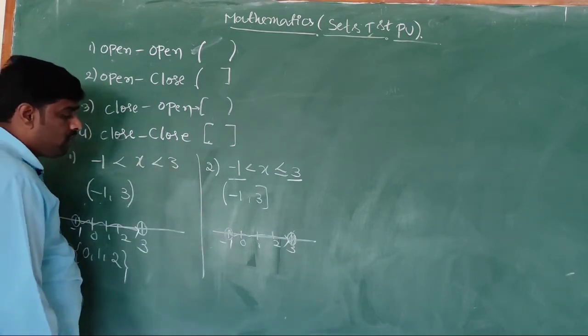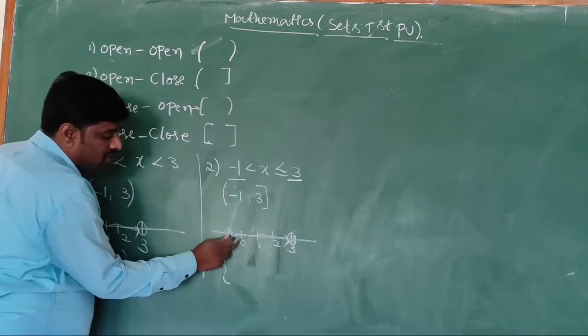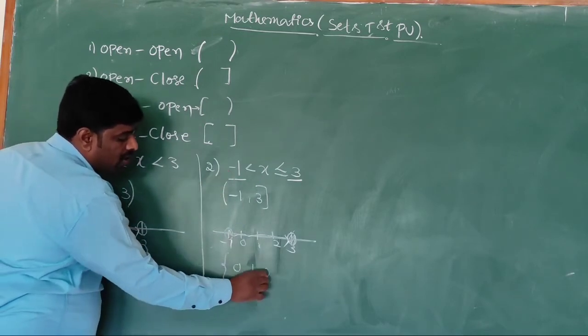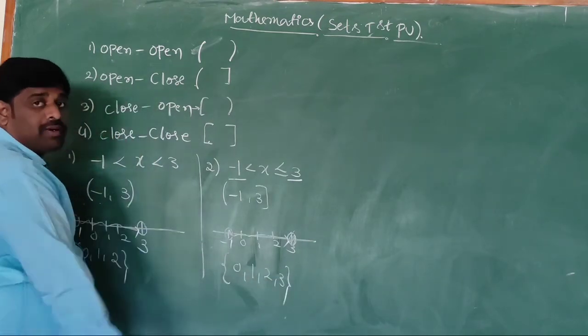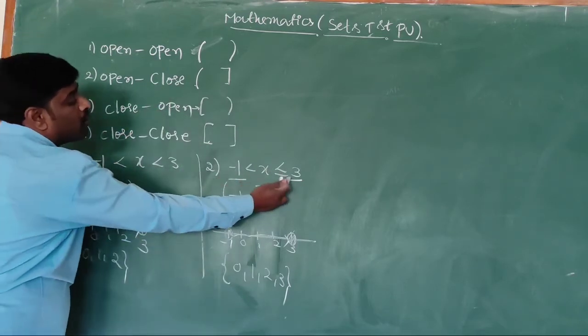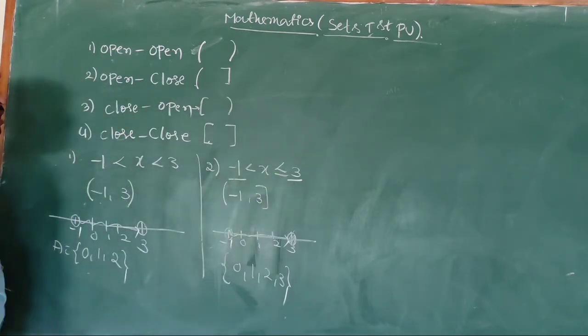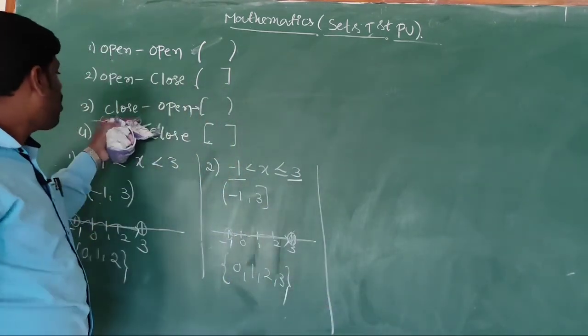Now what is the set? The set is excluding -1: 0, 1, 2, 3. So -1 is open, 3 is close. This is open, close. Next, the third one: close, open.